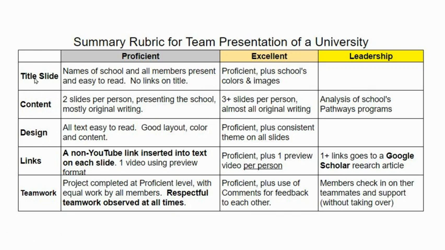I'm grading a couple of things. The title slide should have the name of the school and all the members on the team. Content, 2 slides per person, hopefully mostly original writing. Please just don't copy and dump a bunch of text onto a slide. At the higher level, you're talking about 3 slides per person, and at the highest level, you're really looking at the school's pathway programs. Design, just like before. We want it to be easy to read with good layout, good color, good spacing. And then links, I want one link to a non-YouTube source like the school website or the Wikipedia site, and then one video using the preview format.